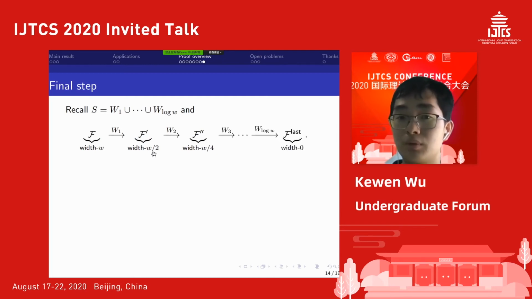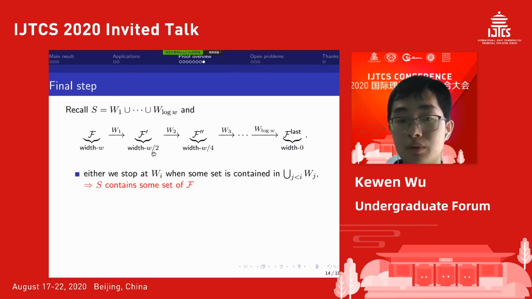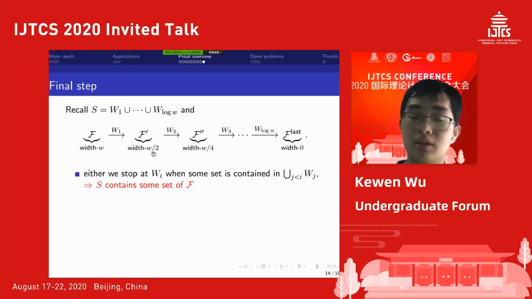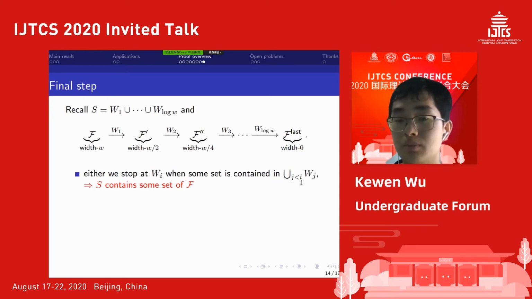And we continue this process until F last. And ideally and informally, the width of the set system F last is 0. So either we stop at some Wi, where some set is already contained in previous Wj's, that is contained in the union of Wj for j smaller than i. Then this implies S contains some set of F, because S is a union of all Wj.